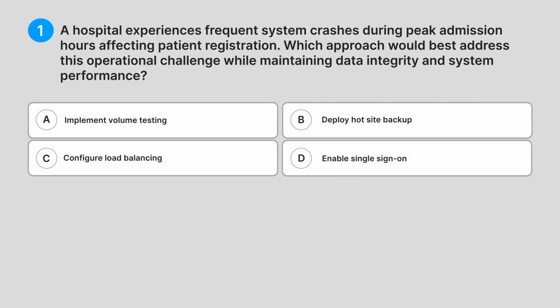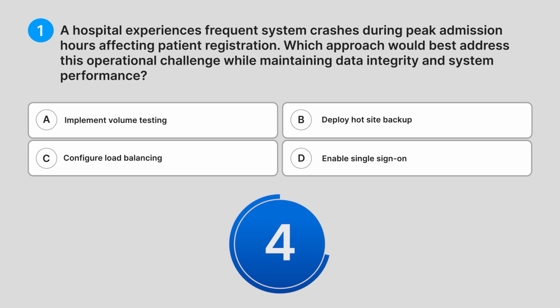1. A hospital experiences frequent system crashes during peak admission hours affecting patient registration. Which approach would best address this operational challenge while maintaining data integrity and system performance? A. Implement volume testing. B. Deploy hot site backup. C. Configure load balancing. D. Enable single sign-on. Can you guess the answer?